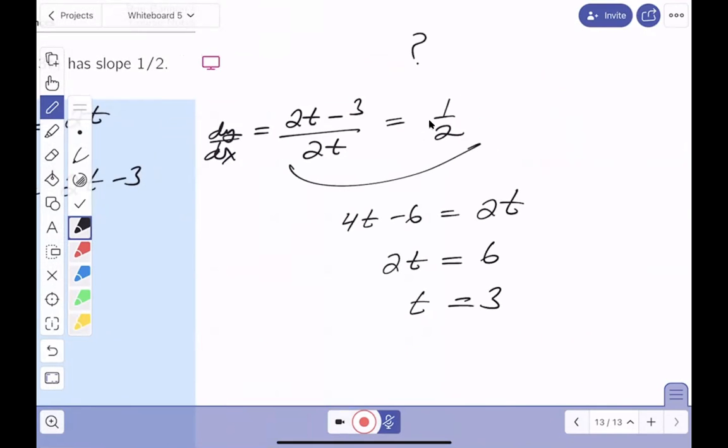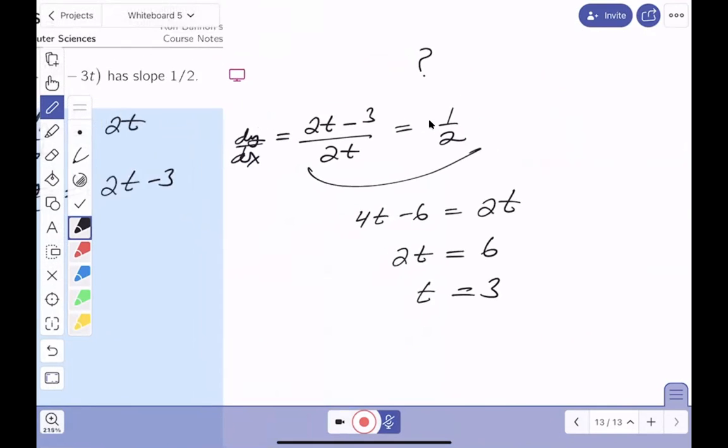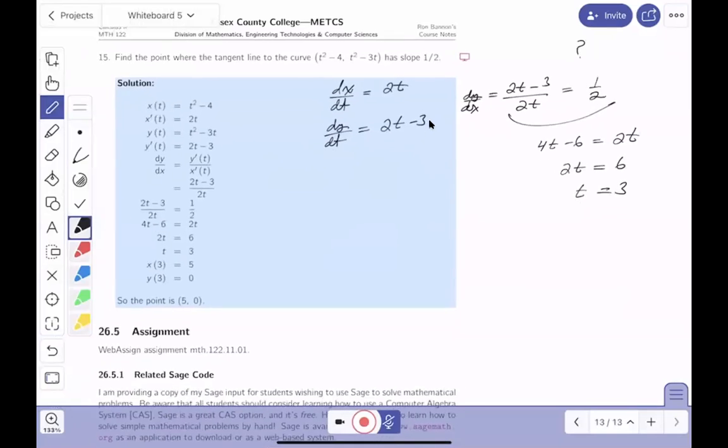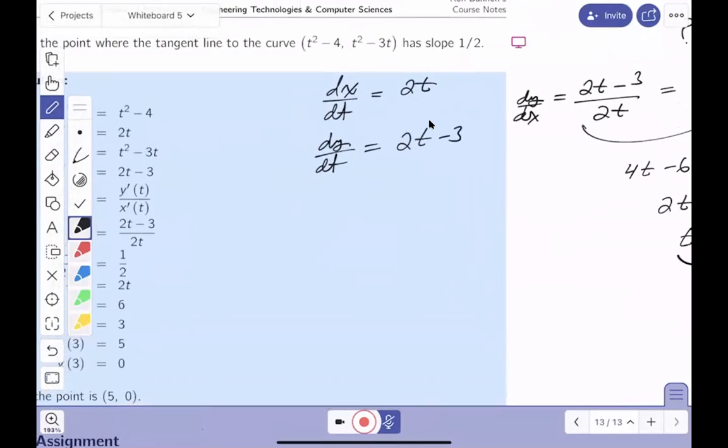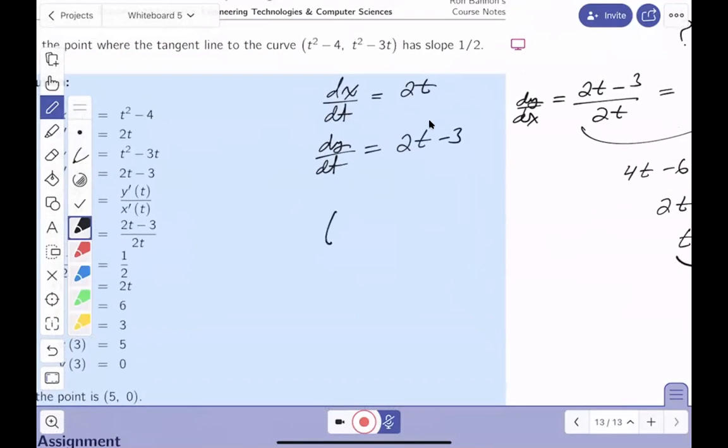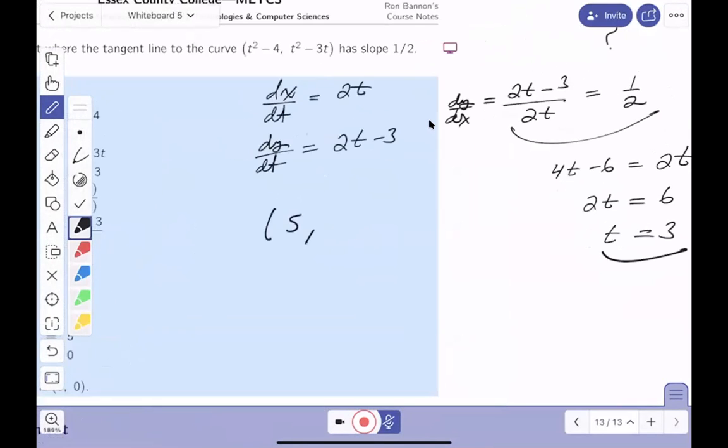Now, a lot of students think that's the answer. I'm not saying it's not the answer, but I didn't remember what the question is. They said find the point where the tangent line has that slope. Well, I found the t, but I didn't find the point. What's the point going to be? Just plug it in. So 3 would give you what? 9 minus 4, which is 5. And then, again, t is 3. So that'd be 9 minus 9, which is 0.